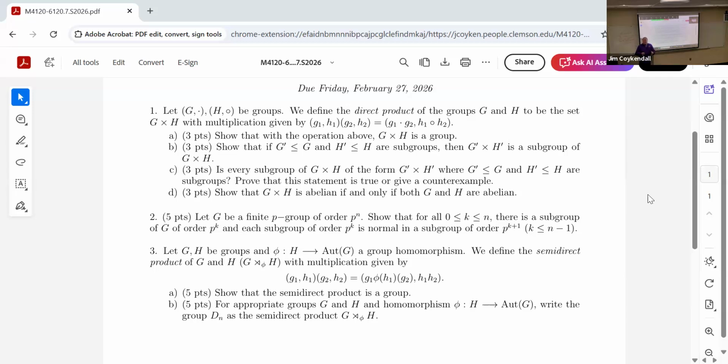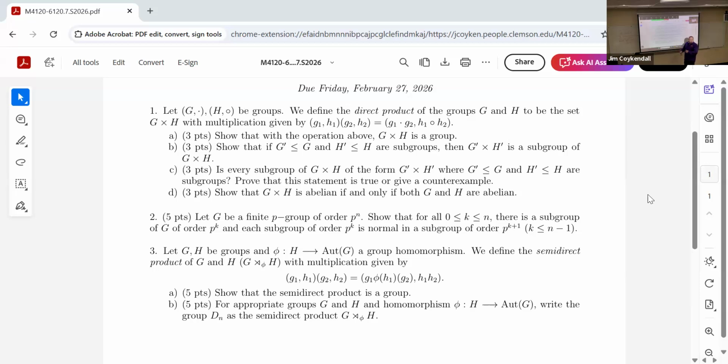stick them together as coordinates and make a bigger group called the direct product, where the multiplication of the ordered pair is just do what's appropriate for G in the first coordinate, do what's appropriate for H in the second coordinate. So it's a way to build, if you've got two groups, you can build a bigger one. If you've got one group, you can just take the direct product of that with itself, for example. That's how you build R squared out of R and so forth.